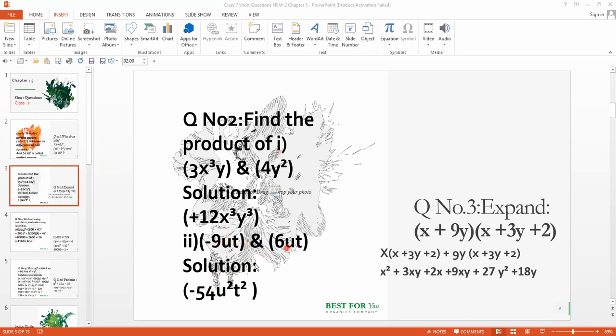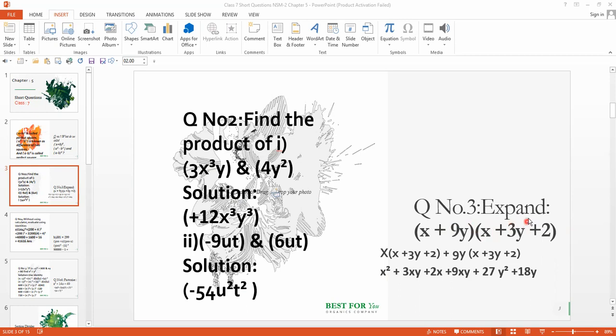So u multiplied by u square, good. T multiplied by t square. So when we have to multiply these two, it becomes minus 54 u square t square. Clear, beta? Now comes to question number 3.